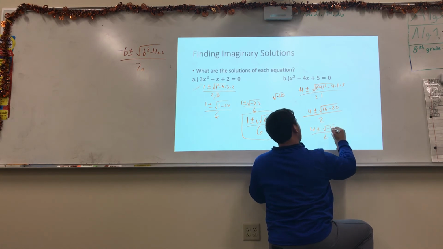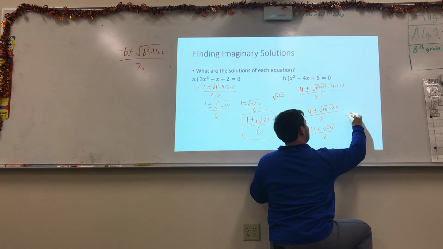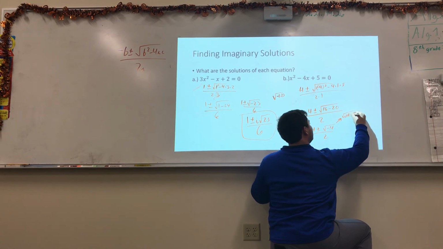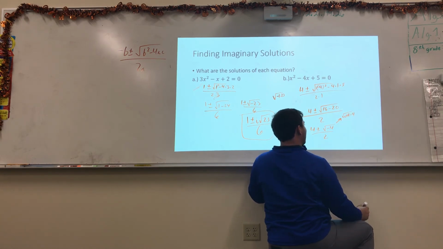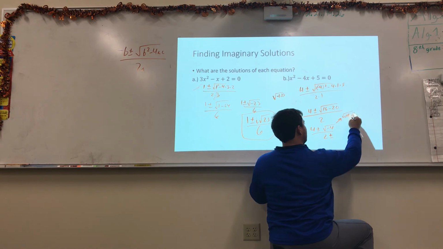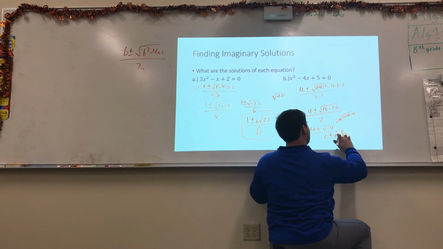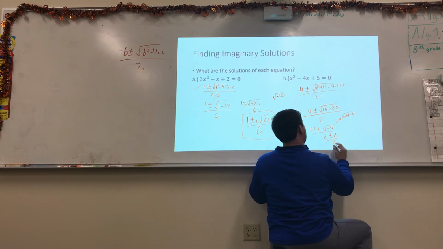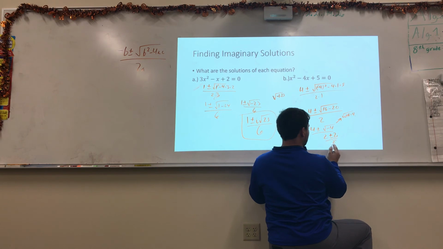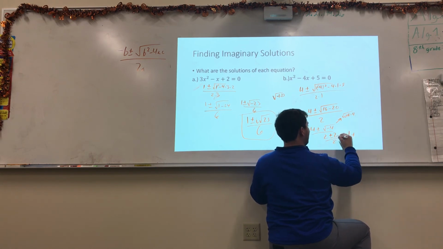This can be written as negative 1 times 4. The square root of negative 1 is i, and the square root of 4 is 2, so you're going to get 2i over 2. You're going to divide here, so you get 2 plus, dividing there, i. That is my answer.